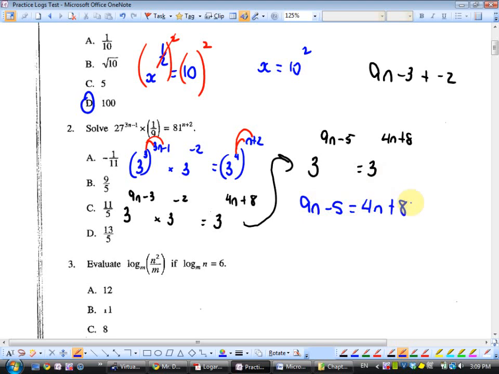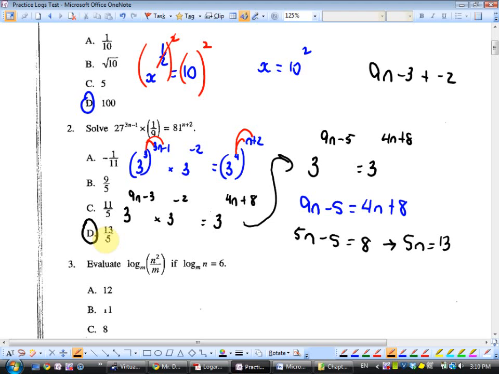Okay. I think I would minus 4n from both sides. I'll get 5n minus 5 equals 8. Now what? Plus 5, I'll get 5n equals 13. I think it's going to be 13 over 5.